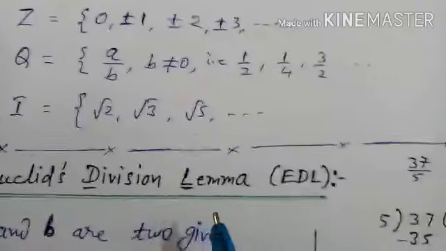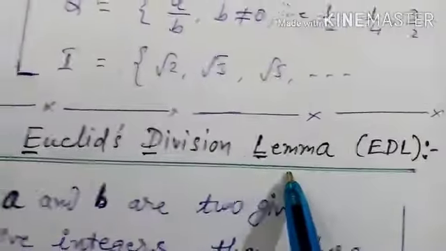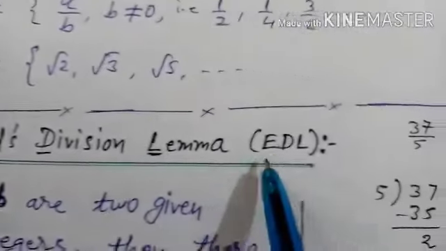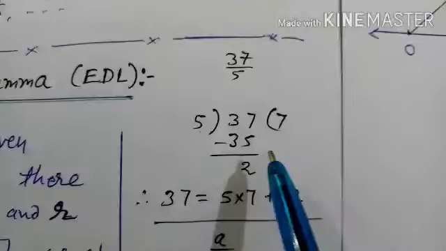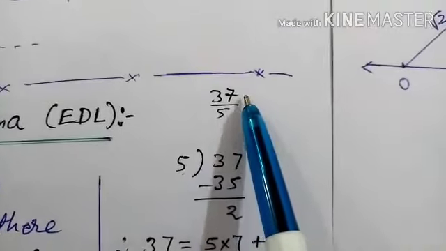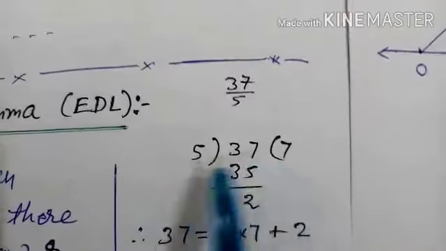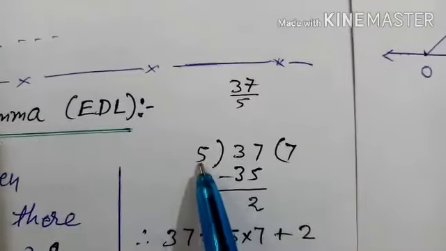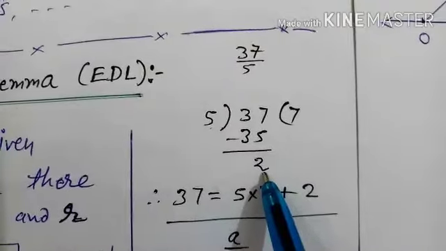Now for class 10 we start theorem number 1, Euclid's division lemma, EDL. First let's see one example. 37 divided by 5. 5 sevens are 35. Only remainder 2 is remaining.